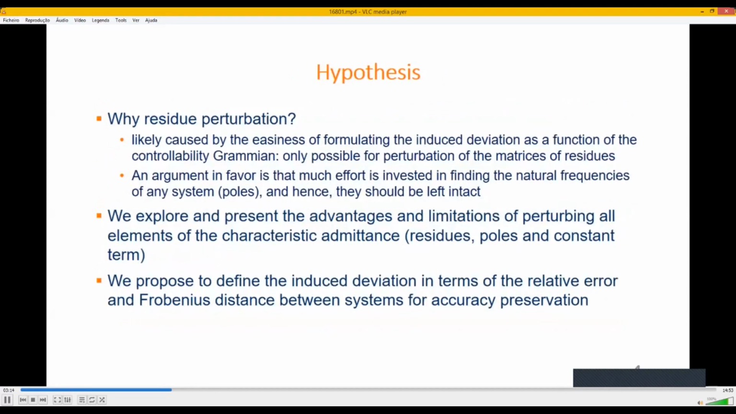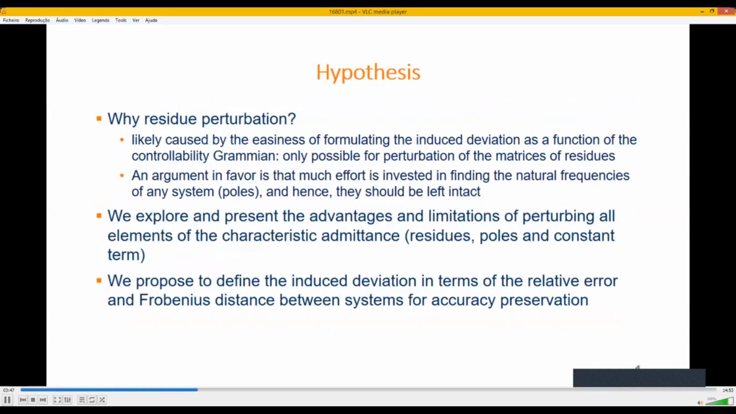So why do we see only residue perturbation in the literature, and not, for example, perturbation of poles? This is likely caused by the easiness of formulating the induced deviation as a function of the controllability gradient. This is only possible for perturbation of the matrices of residues. Another argument in favor of residue perturbation is that much effort is invested in finding the natural frequencies of any system, or poles, and hence they should be left intact.